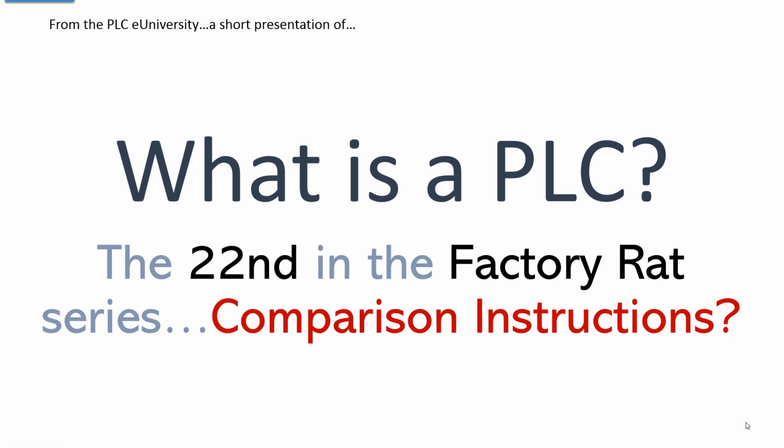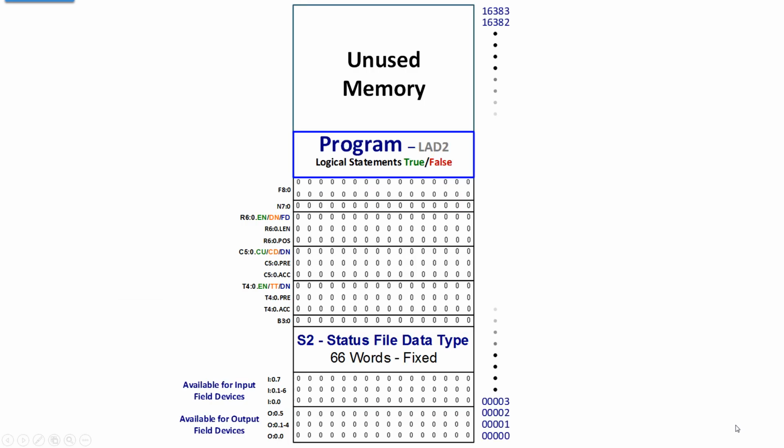What is a PLC? This is the 22nd in the Factory Rat series, specifically discussing the comparison instructions. Consider our PLC database that we've been working with, specifically B30. B3 is an array of integers. What you see is one element of an array. This can be expanded out to 256 words in the B3 file, but we've only got one here.